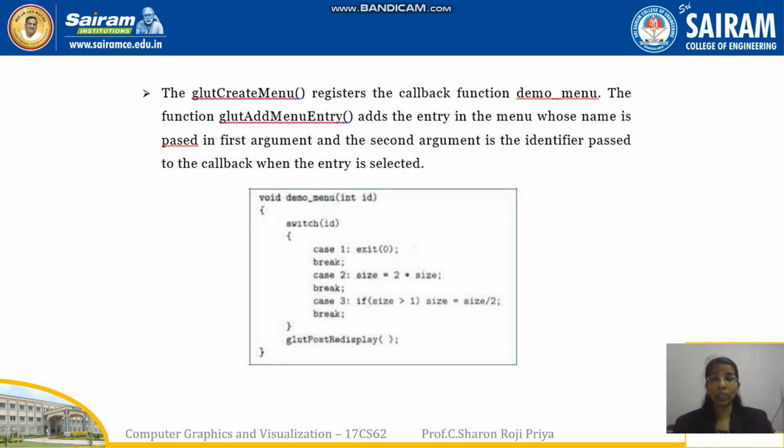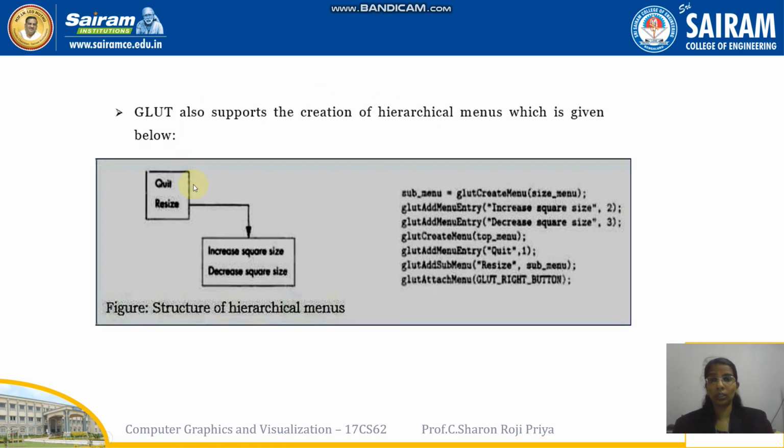Now if I want to create submenus, first finish your submenu and then come to the top menu. glutCreateMenu, size menu, add menu entry. First finish this submenu: increase square size, decrease square size. Then glutCreateMenu, top menu. In the top menu, what is the first menu entry? It should be quit. I'll take the identifier as 1.